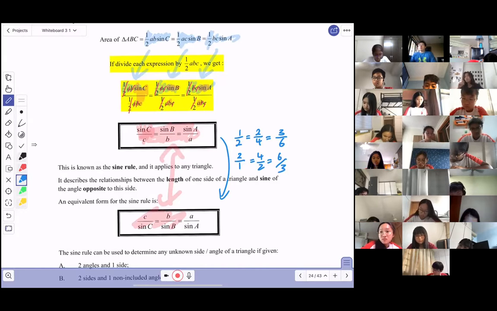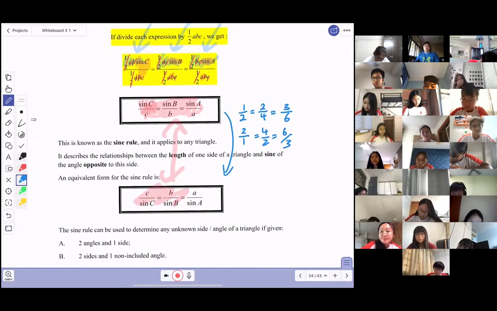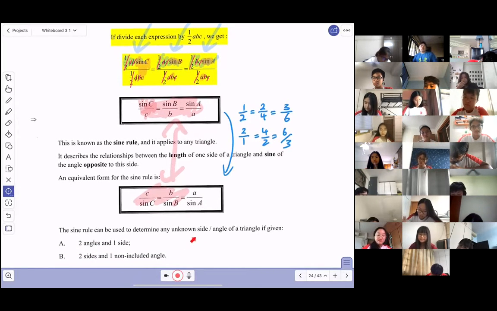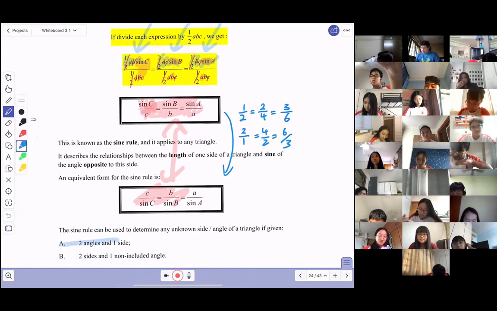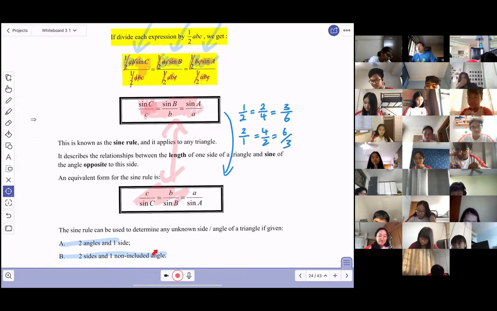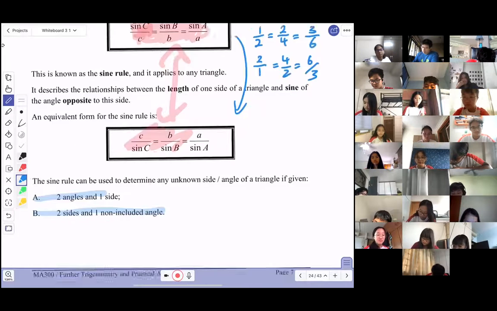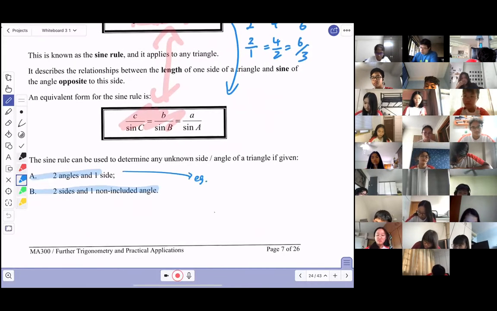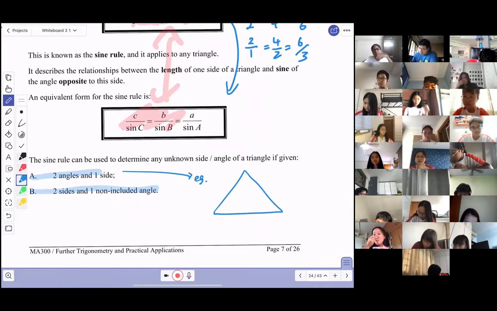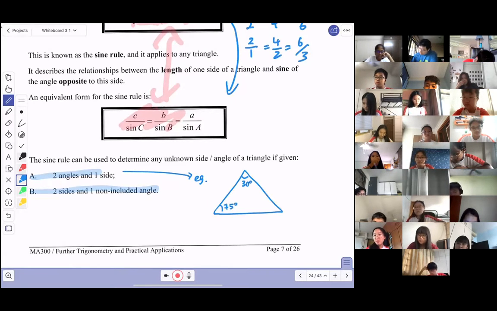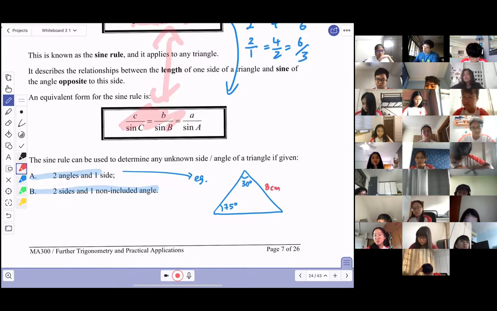Okay so far? The sine rule can be used to determine any unknown side or unknown angle if given 2 angles and 1 side, or given 2 sides and 1 non-included angle. Usually this one is the case of 2 angles and 1 side. For example, if you have something like this: 30 degrees, 75 degrees, and one side, for example, maybe this side is 8 cm. And then I want to find this.